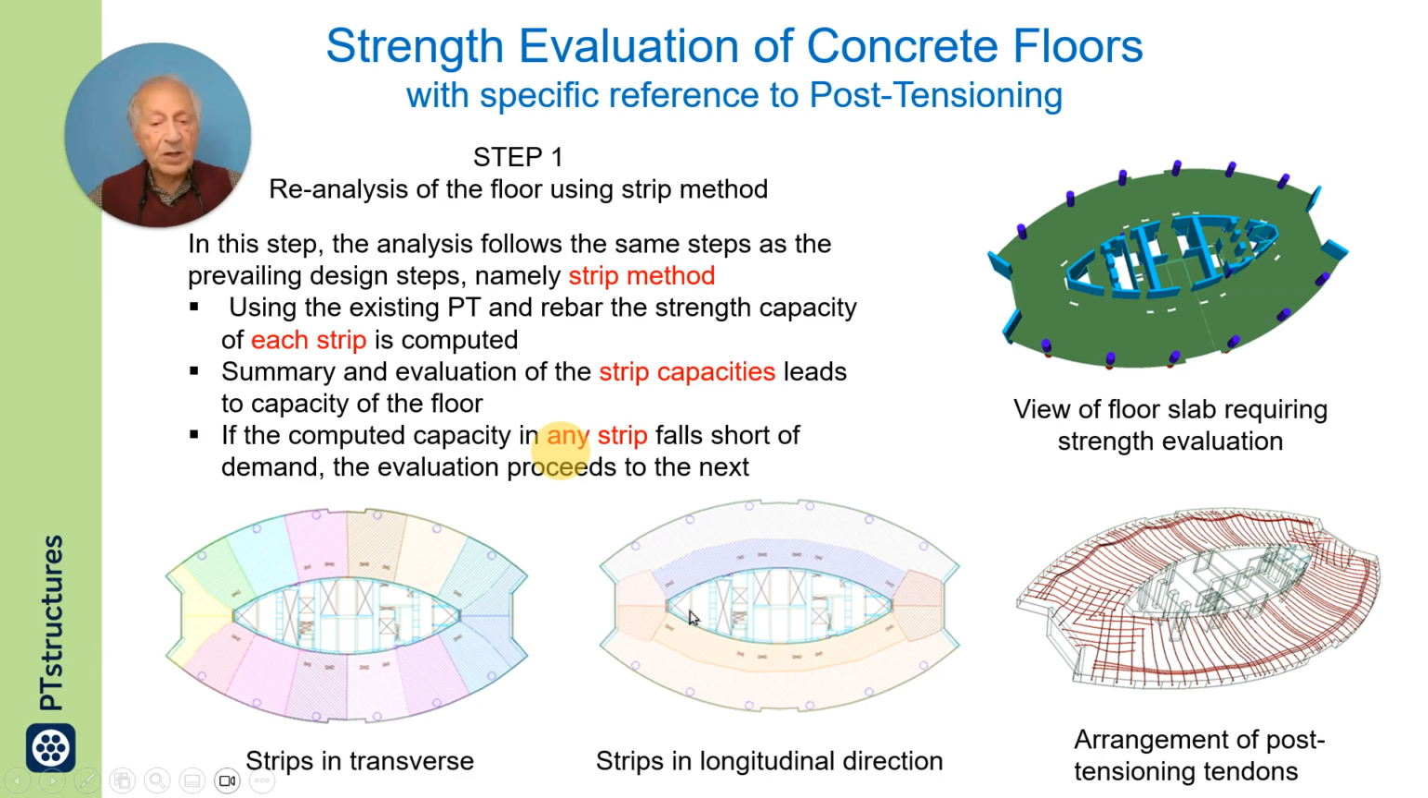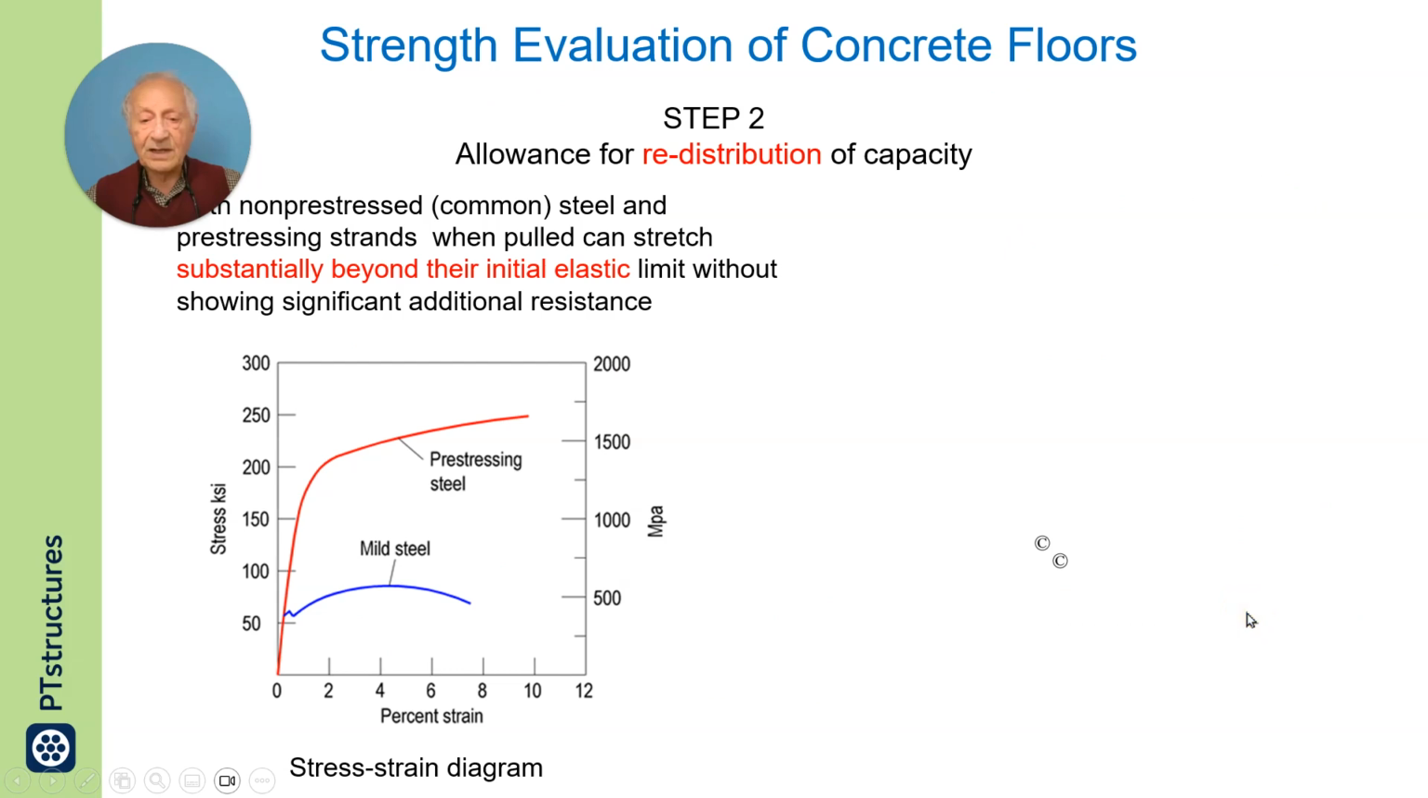The image in the middle gives you the strips in left, right. You have to have strips in orthogonal directions, and then you show the post-tensioning, and you go and calculate the strength. If it doesn't work, then you come and try to take advantage of the post-elastic response.